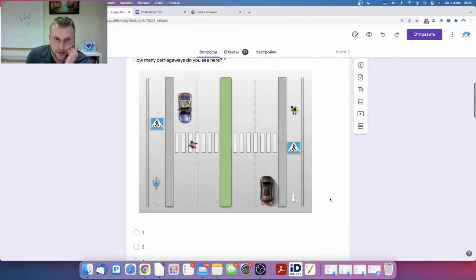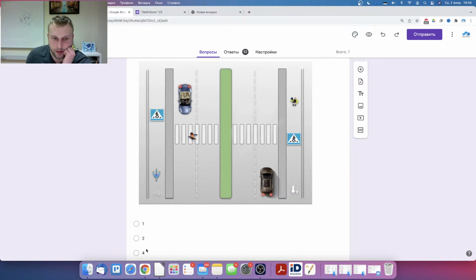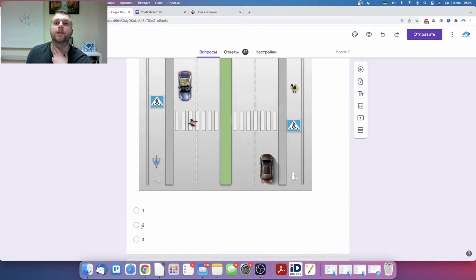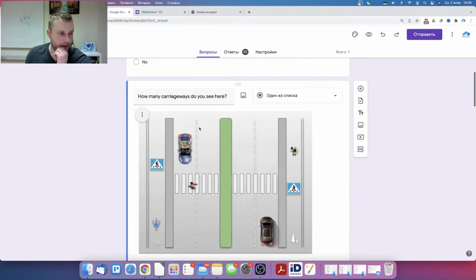So, how many carriageways do you see here? 1, 2, or 4? How do you think? Yeah, 2 carriageways. This one and this one. Okay, Avjal, you have some problem with understanding the carriageway. Maybe you can text me on WhatsApp personally so we can discuss it, or call me.